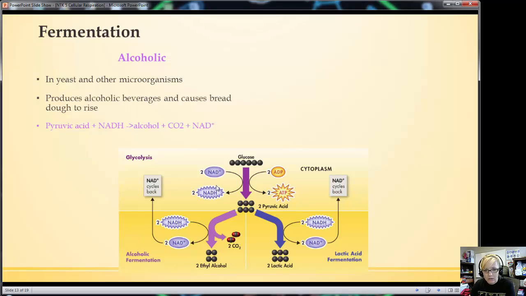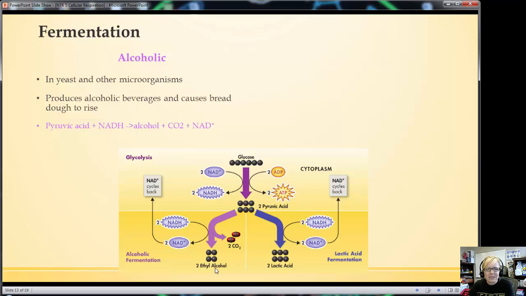What's happening here? We're going to use those 2 NADHs that we just made and put them back into NAD+. That NAD+ cycles back and starts this process again, so we can keep going. What else happens? Alcohol is produced. We already talked about our NAD+, so that's one of our products. We also know alcohol is produced, 2 ethyl alcohol. So when we're seeing alcoholic beverages being made, that's that alcohol. And then also 2 carbon dioxide molecules are produced.